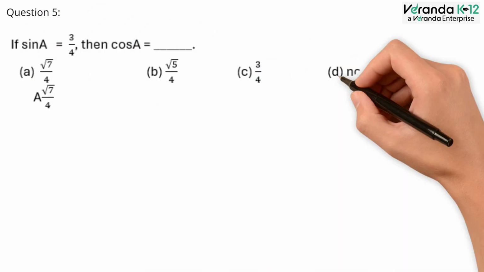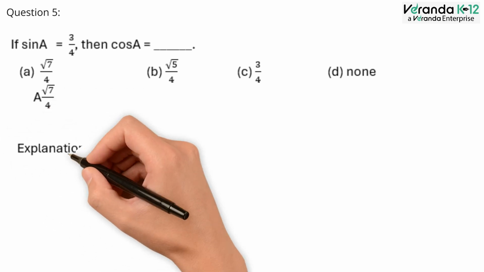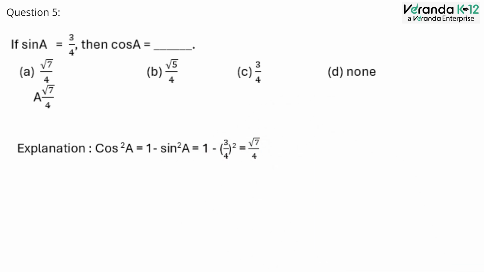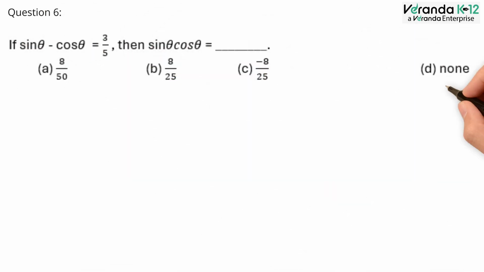Question number 5. If sin A is equal to 3/4, then what is the value of cos A? So here we will use the identity cos square A is equal to 1 minus sin square A. In the place of sin A, we will substitute 3/4. So we'll get the final answer as √7/4 after simplification.